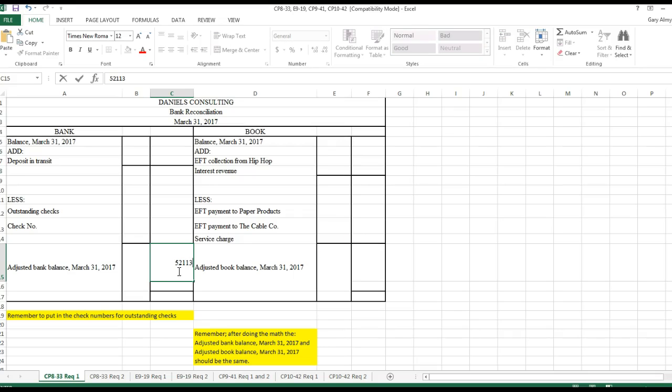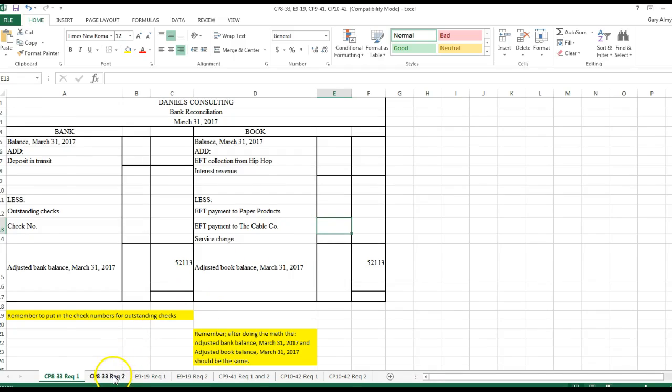So the bank balance and the book balance should both end up to be $52,113. If it does not, you've made an error somewhere. You either wrote in the wrong balances, or you didn't do your deposits in transit right, or your outstanding checks, or you didn't record these correctly. Okay, so the balance should be $52,113.